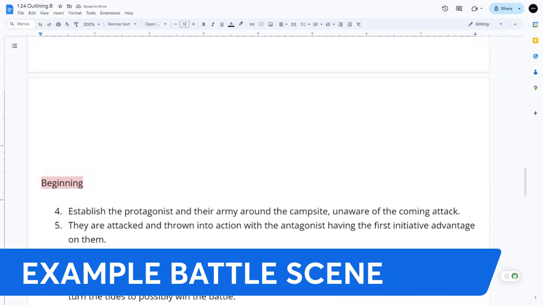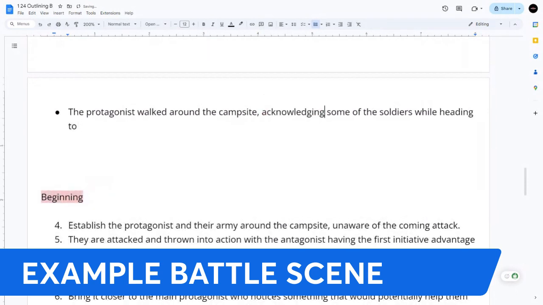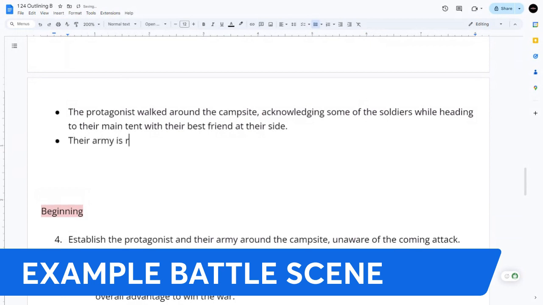All right. So the chapter starts out. By the way, this would be like a zero draft, right? So I would go, the protagonist walked around the campsite, acknowledging some of the soldiers while heading to the main tent, okay, with their best friend at their side. Okay, let's see. Their army is relaxed with some out of their armor because it is late at night.